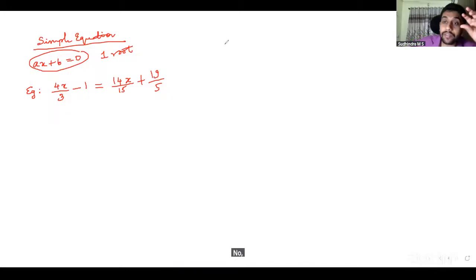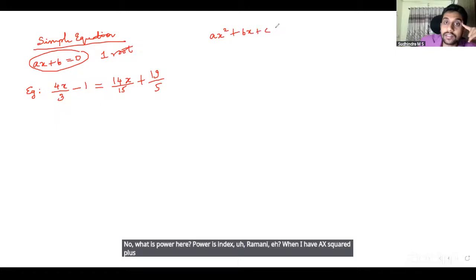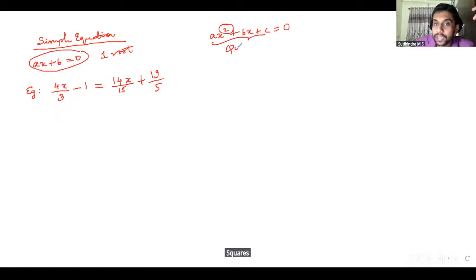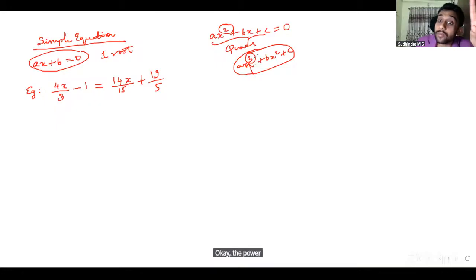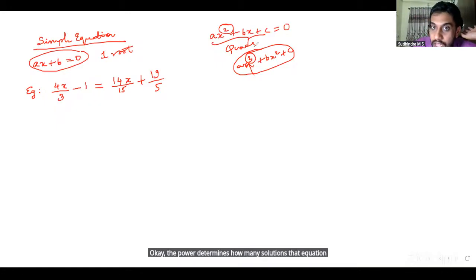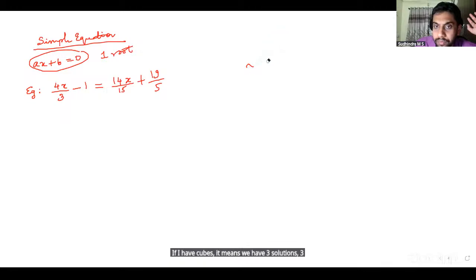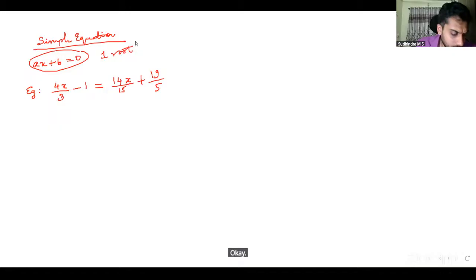What is power here? Power is index. When I have ax square plus bx plus c, this equation has power 2, that is squares. Hence, it is called quadratic equations. If I have ax cube plus bx square plus cx, here highest power is 3. So cubic equations, cubes. The power determines how many solutions that equation will have. If I have cubes, it means we have 3 solutions, 3 roots. Got it, sir. Yes, very good. Correct answer.